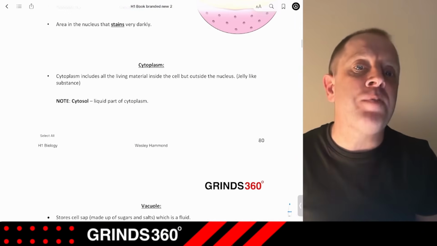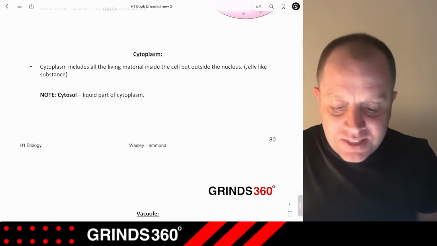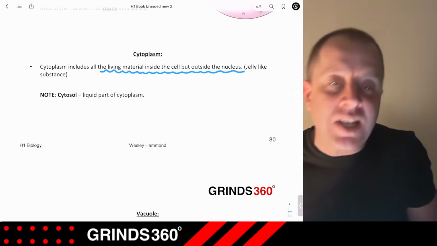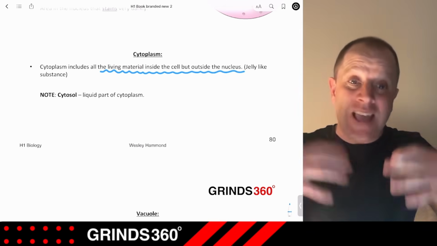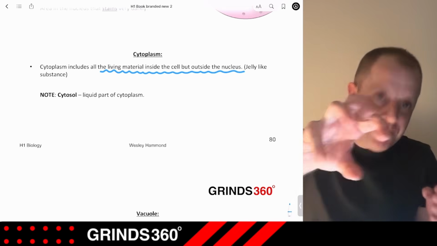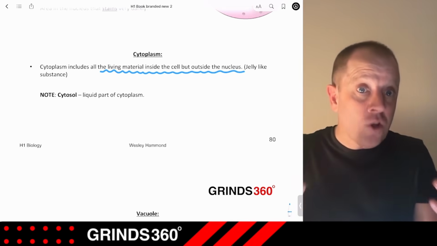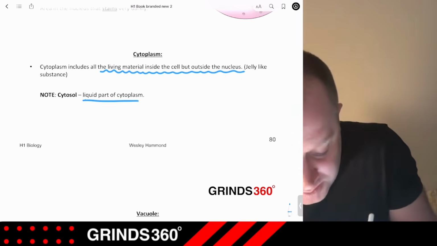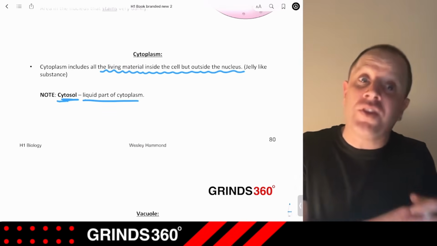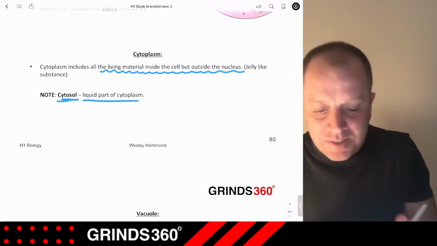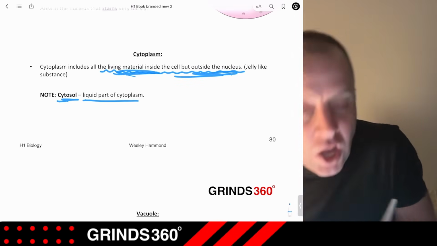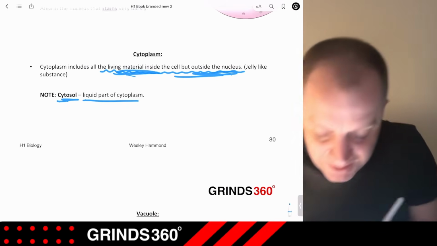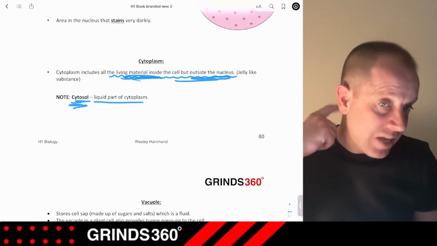If we quickly go down to the bottom of page 80, okay, the cytoplasm. The cytoplasm is all the living material inside the cell, but outside the nucleus. So the cytoplasm is everything inside the cell except the nucleus. And that includes all the organelles. A lot of people think the cytoplasm is just the liquid part of the cell. No, the liquid part of the cytoplasm is called the cytosol. But the cytoplasm is all the living material that's outside the nucleus. That includes the mitochondria, the chloroplast, and so on. And cytosol, as asked once, is the liquid part of the cytoplasm.